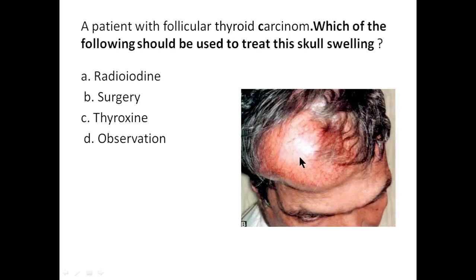The same guy with a mass in the skull. A patient with follicular thyroid carcinoma, which of the following should be used to treat this skull swelling? هنعمل له ايه في السكال سويلنج ده؟ نديله راديو ايودين ولا نستأصله جراحيا ولا ثايروكسين ولا اوبزرفيشن؟ Of course, follicular carcinoma, one of the differentiated carcinomas of the thyroid gland, وهتستجيب للعلاج بالراديو اكتيف ايودين. Go for A.